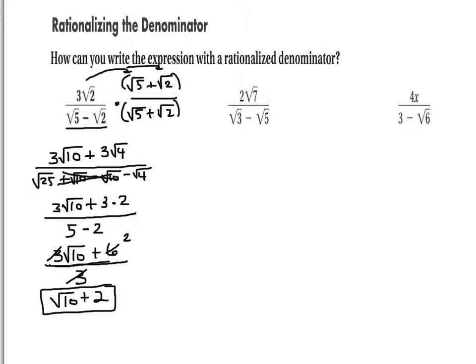All right, so rationalizing the denominator in the second example here. Again, I'm going to multiply by the conjugate, so this is going to be the square root of 3 plus the square root of 5 over the square root of 3 plus square root of 5. Again, conjugate. Top I'm going to distribute, bottom I'm going to FOIL. So when I distribute, I get 2 times the square root of 21 plus 2 times the square root of 35.